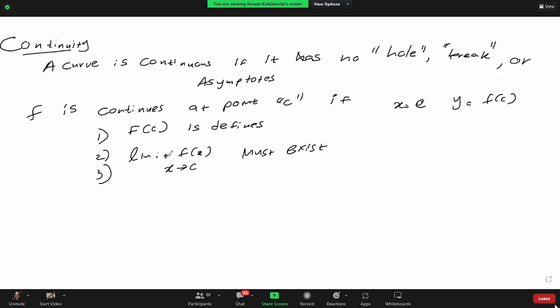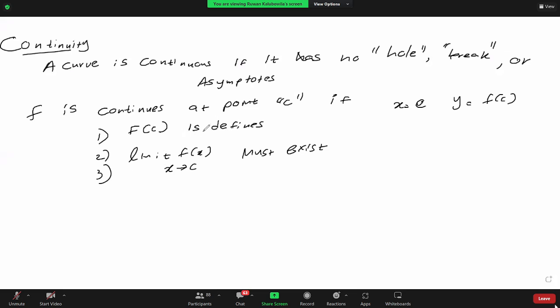What does that mean? The limit of the function f(x) when x approaches c must exist. That means there should be a limit. First one is f(c) is defined. Second one is the limit of f(x) must exist. If this does not exist, that means at that point there is no continuity. If f(c) is also not defined, then we can say the function is not continuous at that point.